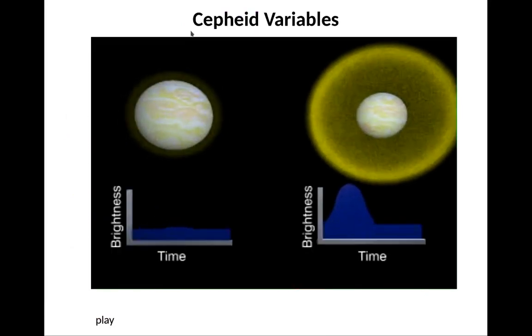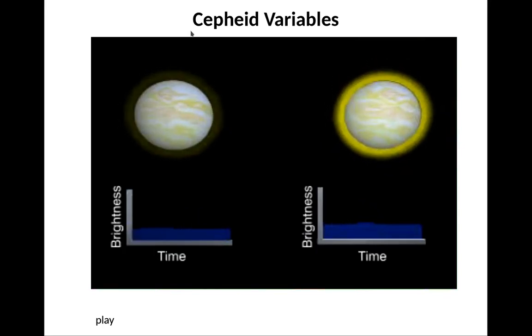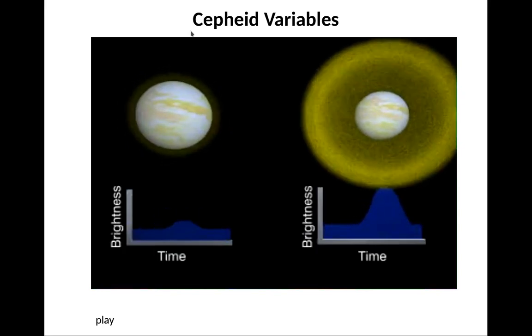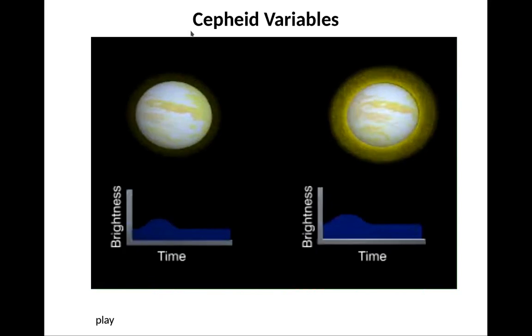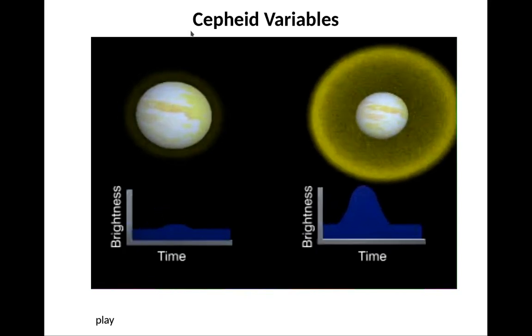Right? Now, this is how Cepheid variables work. If you look at the star, it vibrates every now and then. And as it vibrates, as it expands, it gets brighter. And as it contracts, it gets dimmer again.